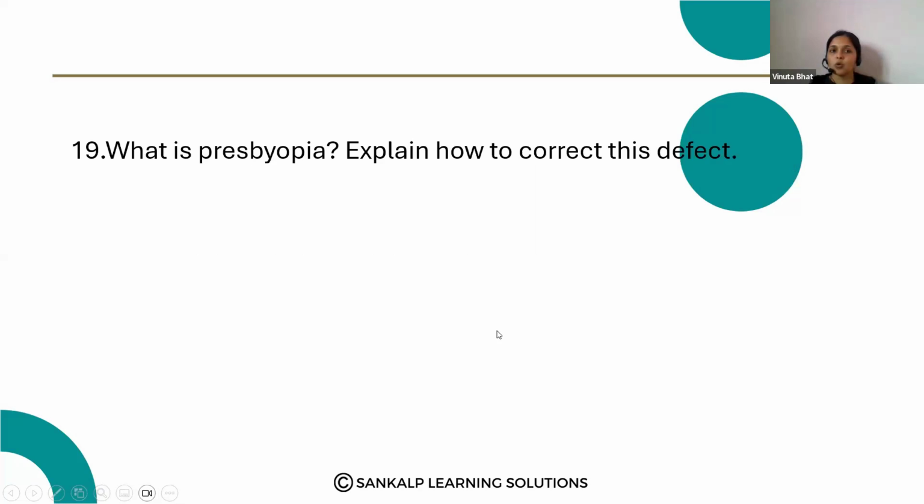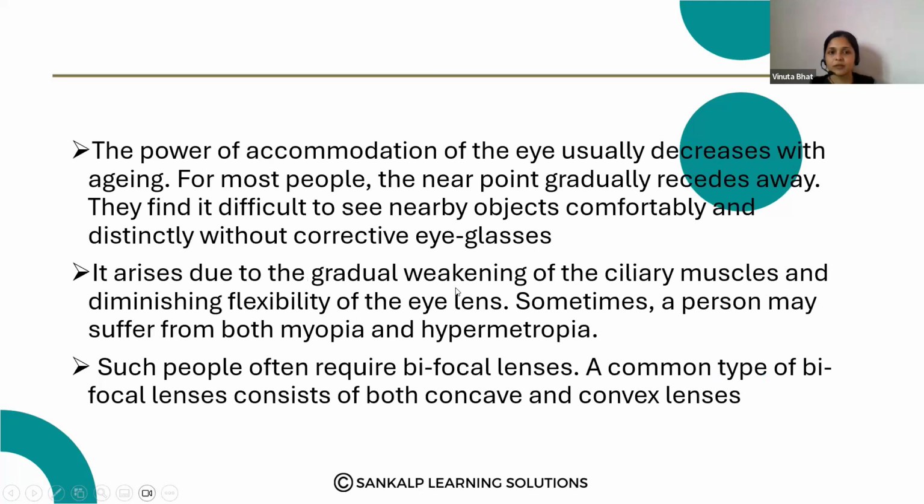Next question. What is presbyopia? Explain how to correct this defect. So, what is presbyopia? The power of accommodation of the eye usually decreases with aging. So it is related to aging. For most people, the near point gradually recedes away. They find it difficult to see nearby objects comfortably and distinctly without corrective eyeglasses.